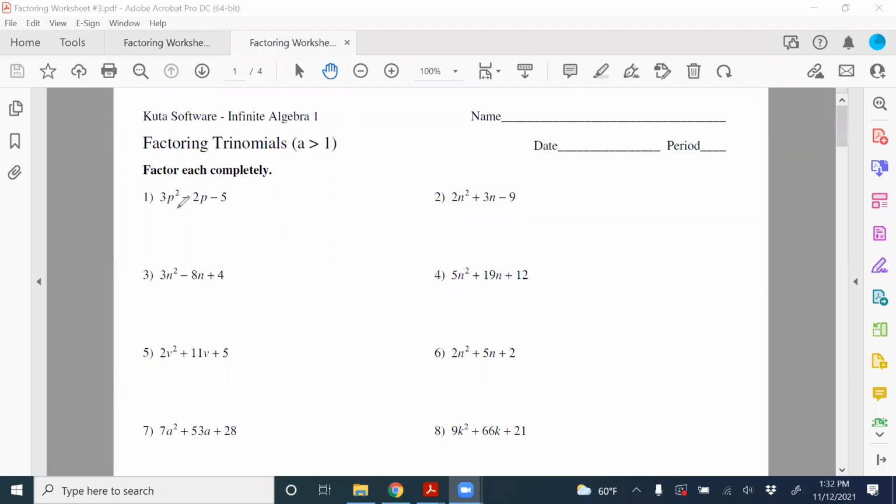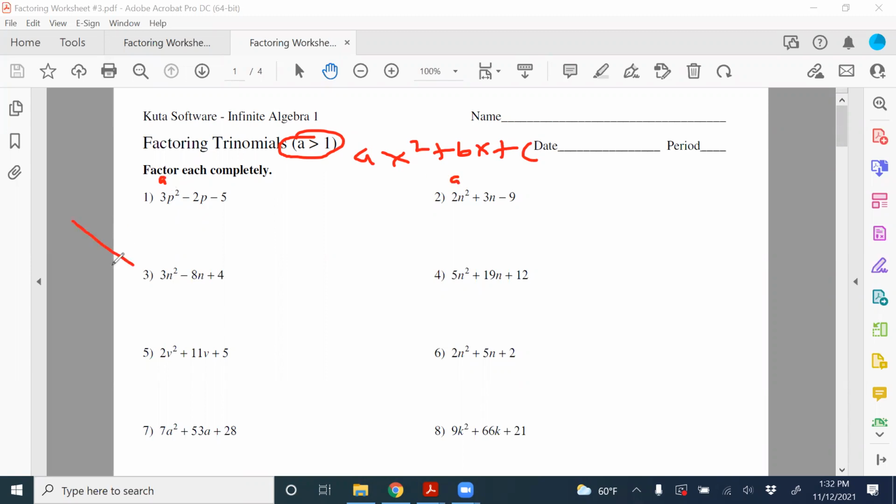Here's a video discussing factoring worksheet number 3. Again, generally speaking, a quadratic takes on this form, ax squared plus bx plus c. Now a is not going to be 1. It's going to be bigger than 1. Well, it can also be negative, or a fraction, I suppose, but a just does not equal 1. So you see here, a is 3, or here a is 2 for number 2.